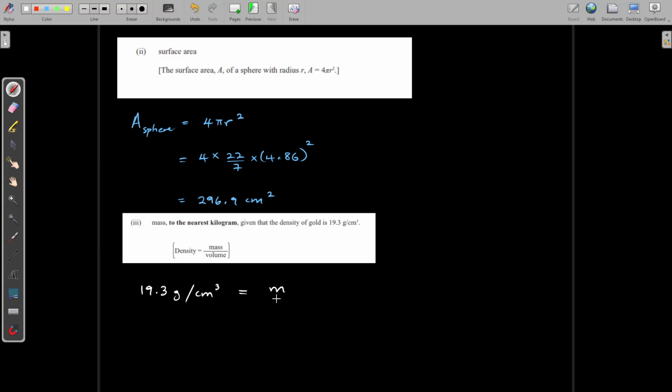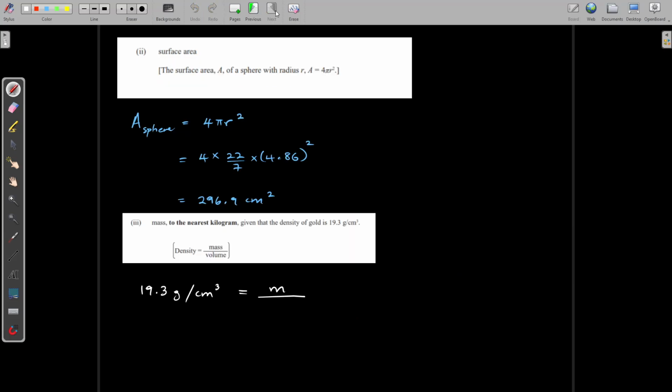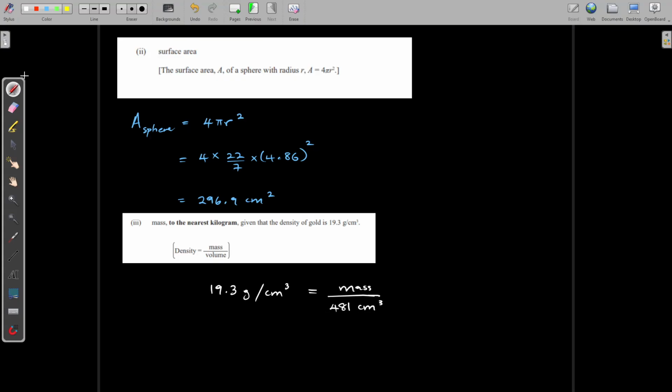That's equal to mass over, so we know the volume of each of them, 481. So this is the volume, this is the density given. So to find the mass, we simply cross multiply. So we multiply by 481. So what do we get?